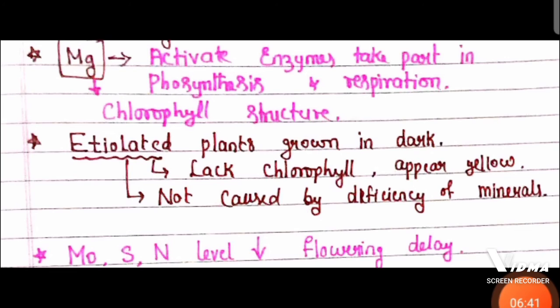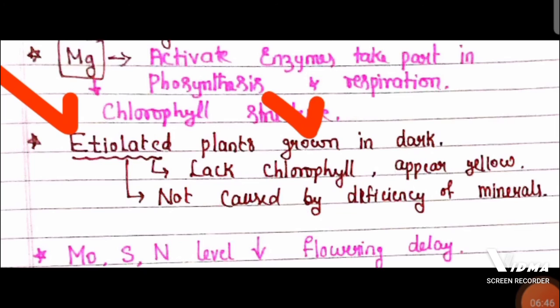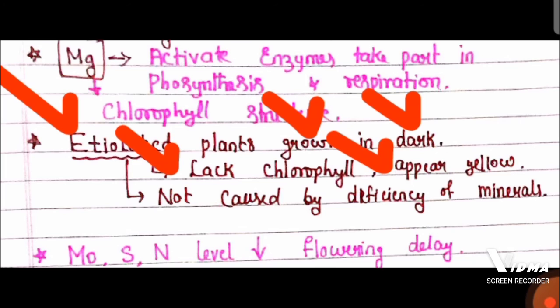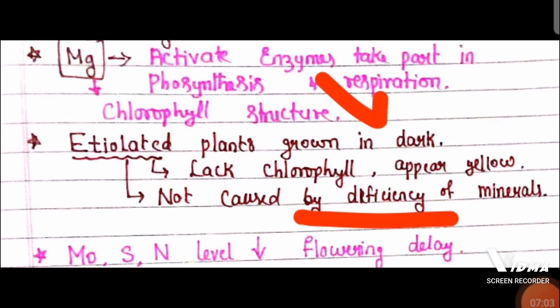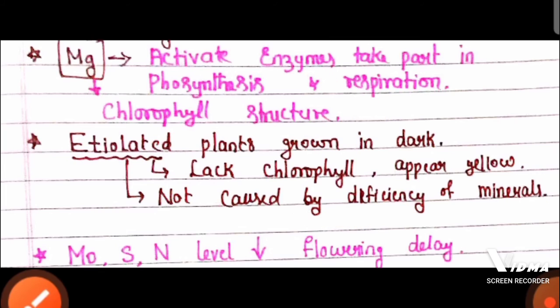Then remember one new word here, etiolated. Etiolated means the plants which are growing in the dark. The plants which are growing in the dark are called etiolated plants. They lack chlorophyll, and because of the lack of chlorophyll, the leaves appear yellow. And this is not because of a deficiency of minerals. It is because of the growing of the plant in the dark, and due to the lack of chlorophyll, it appears yellow. It is not because of the deficiency of minerals.